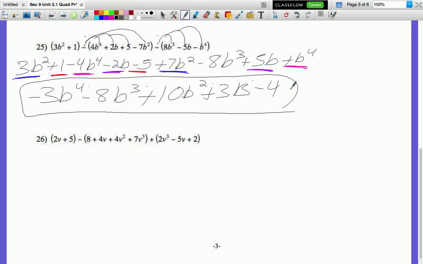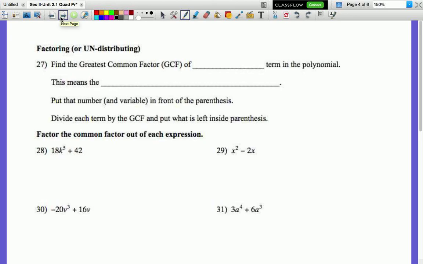So what we're going to do now is flip over the page. We're going to talk about greatest common factoring or undistributing. So finding the greatest common factor, the GCF, of a coefficient or a term in a polynomial. Basically what this means is we pull out the biggest number, or the biggest number of variables.